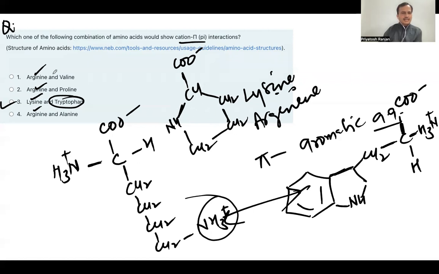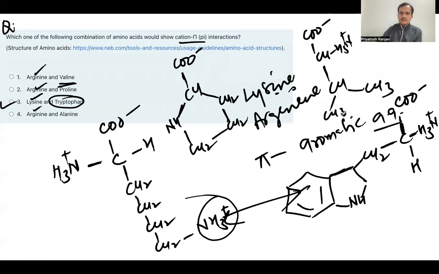proline. Valine is not an aromatic amino acid. It's a simple hydrophobic or non-polar amino acid, and its structure is CH, CO minus, H3N plus, CH, 1 2 1 2 3. I hope I'm matching the valency. So again, you'll not find any pi electrons here.